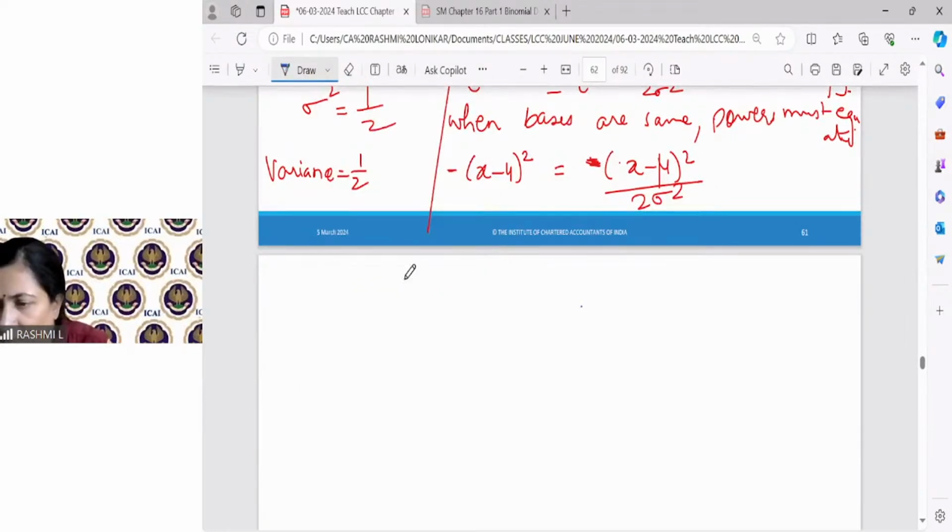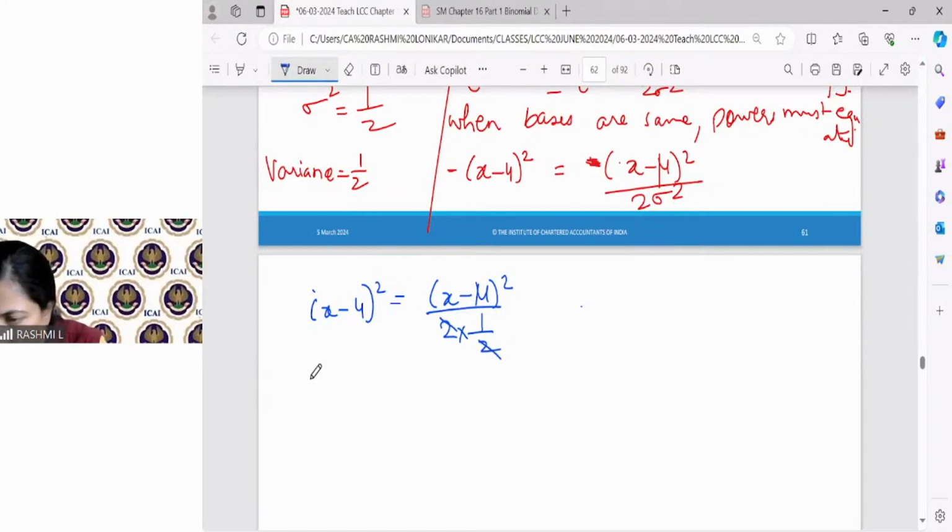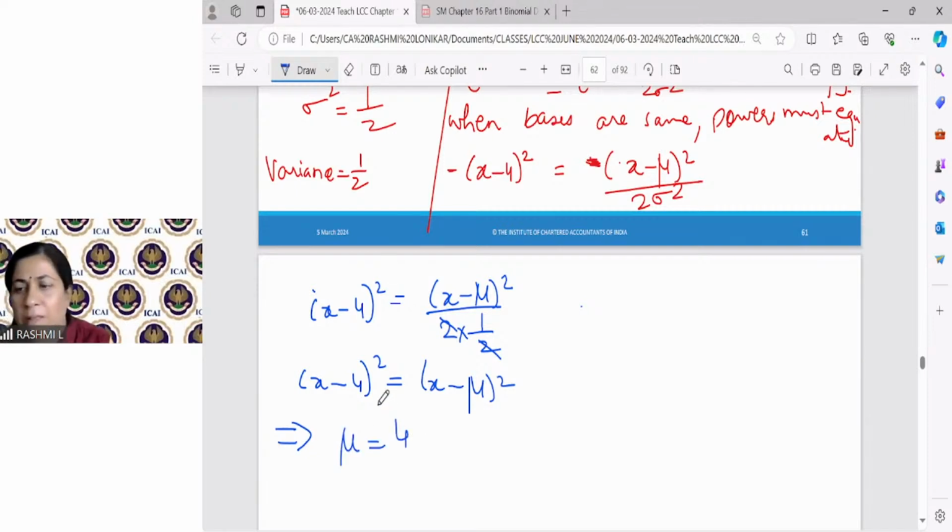माइनस माइनस दोनों जगह से निकल जाएंगे. सो आई हैव व्हाट, एंड आई नो द वैल्यू ऑफ सिग्मा स्क्वायर, सो दिस इज x minus 4 whole square is equal to x minus mu whole square. सिग्मा स्क्वायर इज 1 upon 2, सो 2 into 1 upon 2. ये भी कैंसिल हो जाता है, 2 2. तो x minus 4 whole square is equal to x minus mu whole square. Okay, what does this imply? This implies mu is equal to 4. Okay, so you got the answer, right?